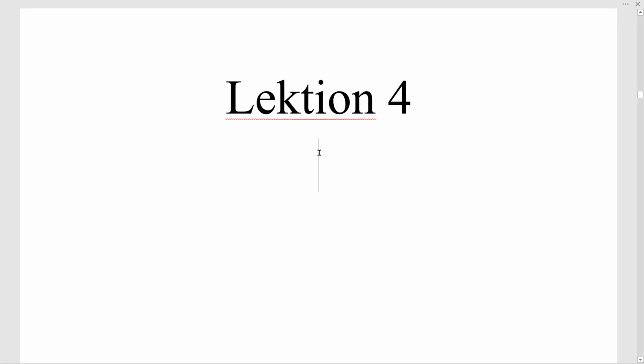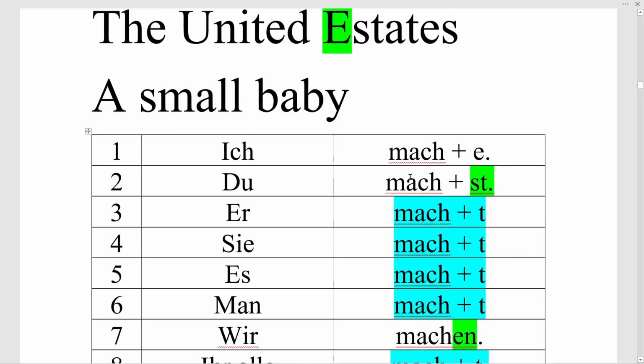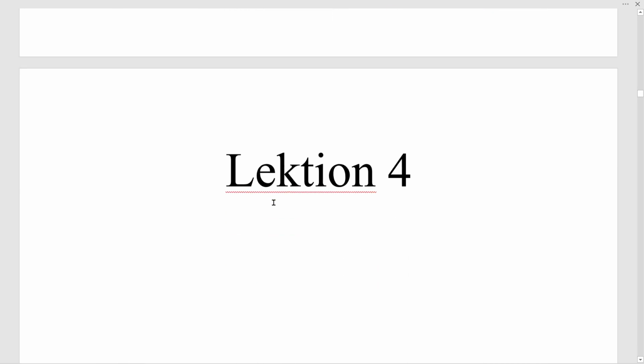To the mall. Oh, this is not a French lesson. This is a German lesson. This is lesson number 4. So if you remember, in lesson number 3 we talked about the subject pronouns and how we conjugate a regular verb in German. In this session, we're going to talk about a different category of verbs in German.